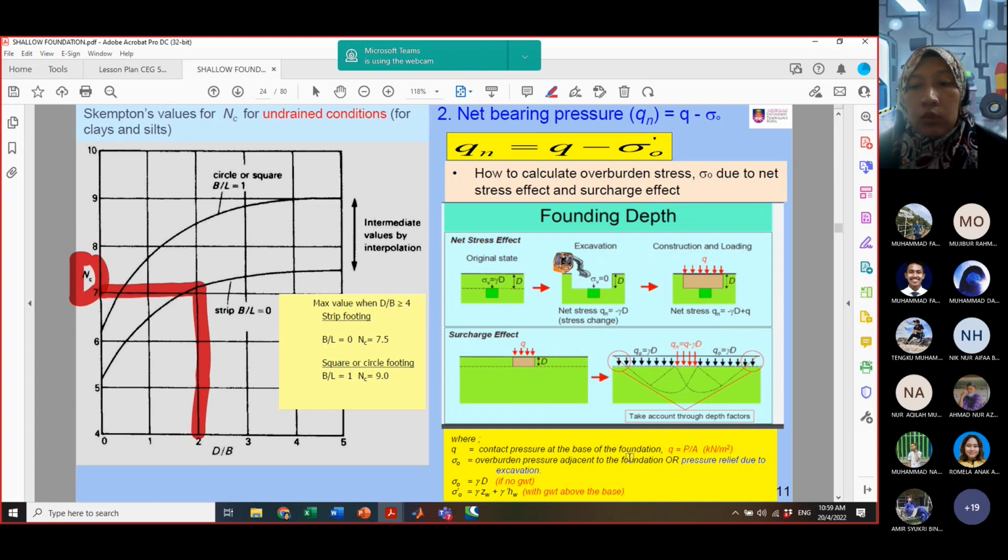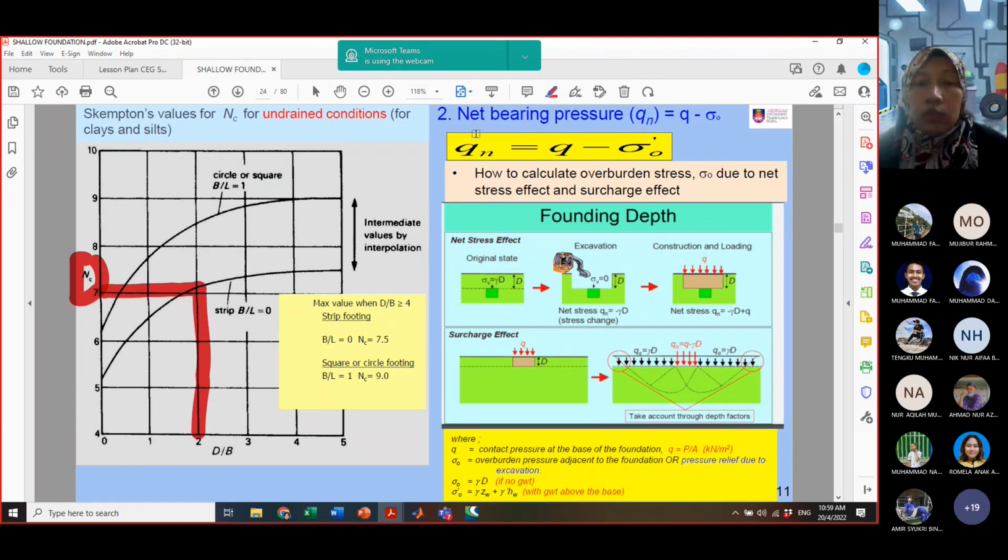Yang mana design load. Design load daripada kolom tu berapa? So kalau kata design load column is 500 kN and then you know the footing type ataupun the footing size. For example, kalau you ada square footing, so you boleh dapatlah contact pressure kan 500 kN bahagi dengan 3 darab 3. Contohlah kan size footing tu 3 darab 3 sebab dia square. So you dah tahu contact pressure.